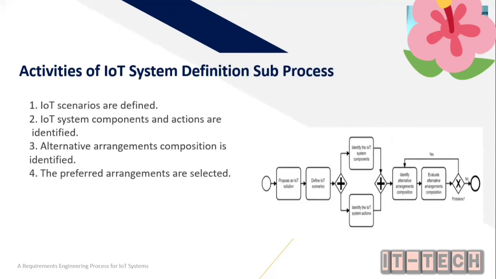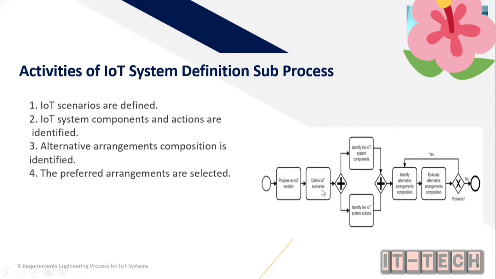Activities of IoT system definition subprocess. Here, IoT scenarios are defined, IoT system components and actions are identified, alternative arrangement compositions are identified, and the preferred arrangements are selected. Firstly, propose an IoT solution based on stakeholder requirements and the detailed definition of the problem or opportunity.